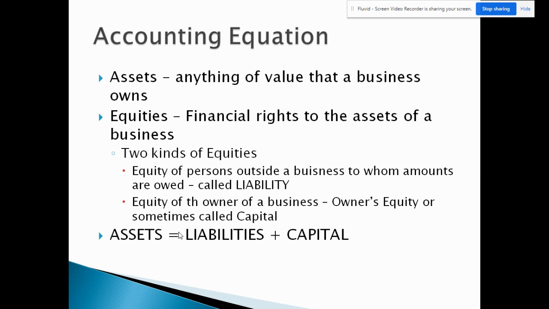Equities are the financial rights to the assets of a business. If you invest, if you have your capital, then you have the financial right to the assets that were bought by that particular capital. There are two kinds of equities: equity of persons outside the business to whom amounts are owed, and these are also called the liability, and equity of the owner of the business, sometimes called the owner's equity or sometimes also called the capital. The accounting equation is: assets is always equal to liabilities plus the capital.